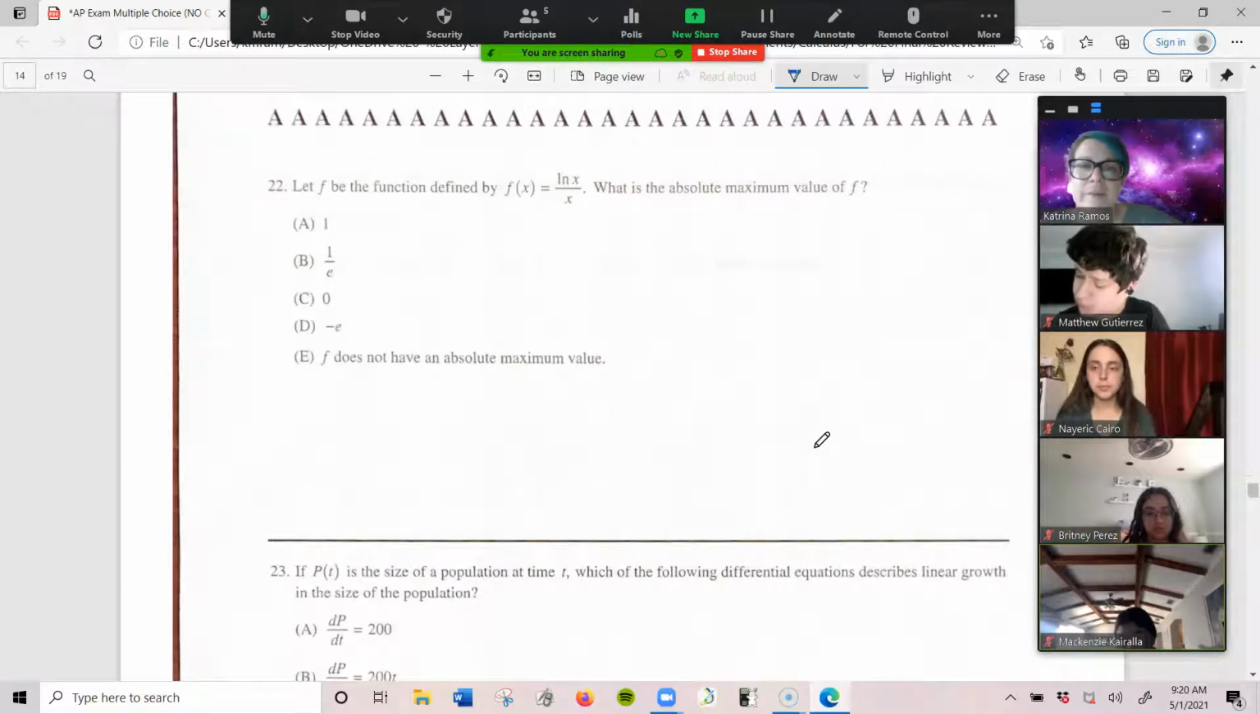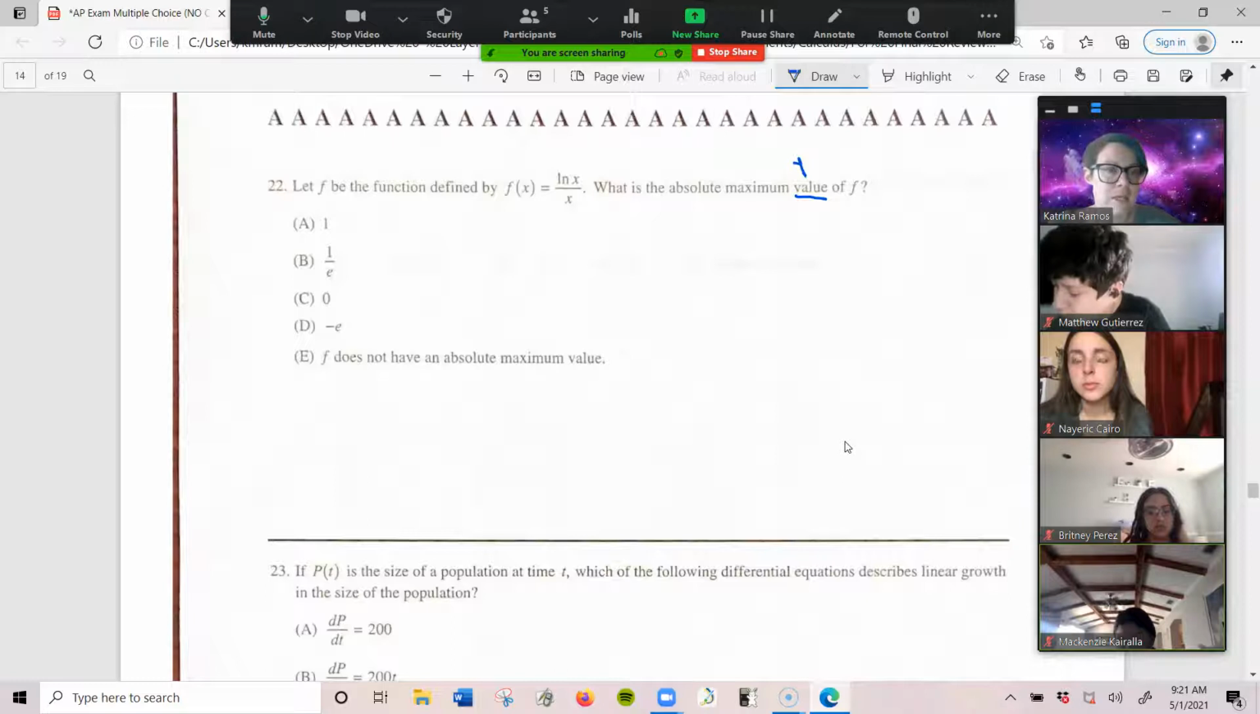Let f be defined by the function f of x equals ln of x over x. What is the absolute maximum value of f? Okay, so in order to find the absolute maximum value, if it's asking for the value, this is the y, not the x. Okay, x's give location, right? If it says where is the absolute maximum, that would be the x value. But if it's asking for the maximum value, that's the y.